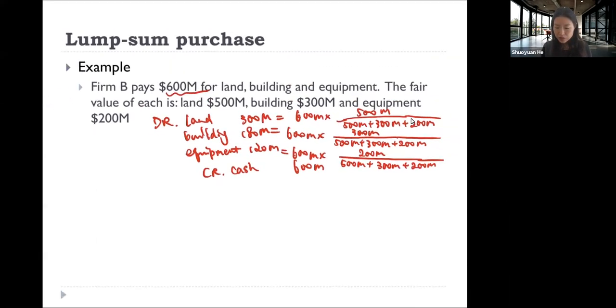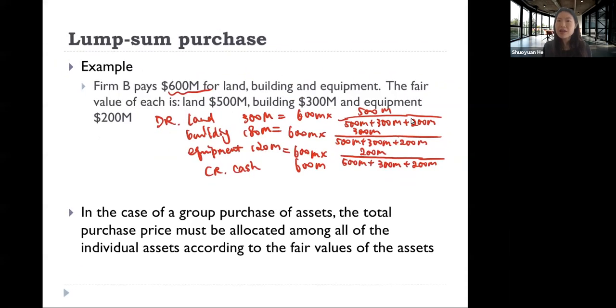So the general rule here is, in the case of a group purchase of assets, the total purchase price must be allocated among all of the individual assets according to the fair value of the asset. The key word here is, it is according to the fair value of the asset. So that is what we do in the lump sum purchase.